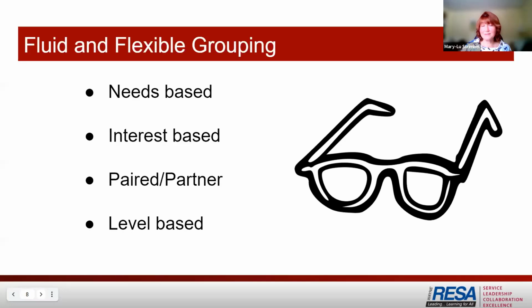And many times I lean into a metaphor that I heard Dr. Tanya Wright talk about. Dr. Tanya Wright is a literacy researcher through Michigan State University. And she talks about grouping being like an eye exam.